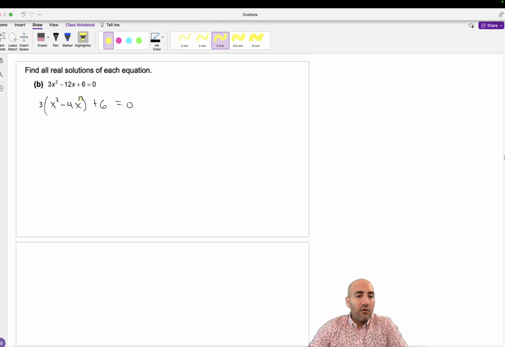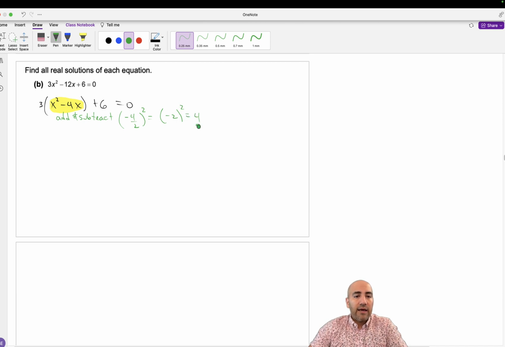Now I can just focus on this part in here. This part does have a 1, so I can use my normal complete the square process in order to do that partial factorization. I'm going to add and subtract the perfect number, and the perfect number, again, is negative 4 divided by 2, squared, which is negative 2 squared, which is equal to 4.